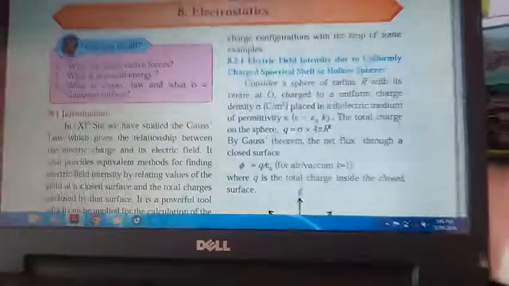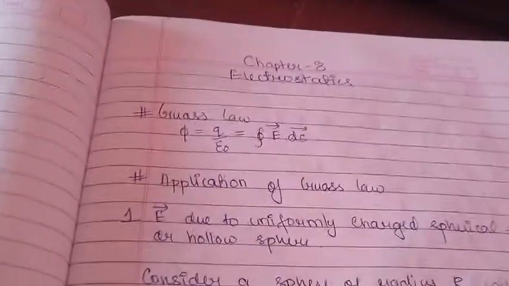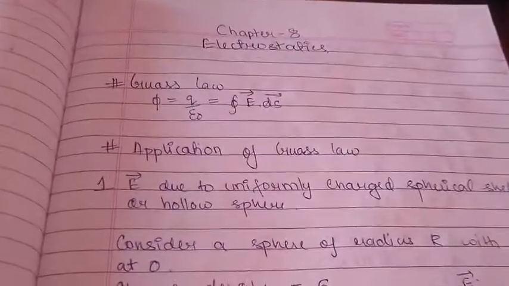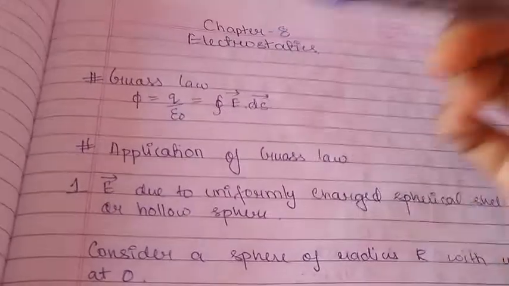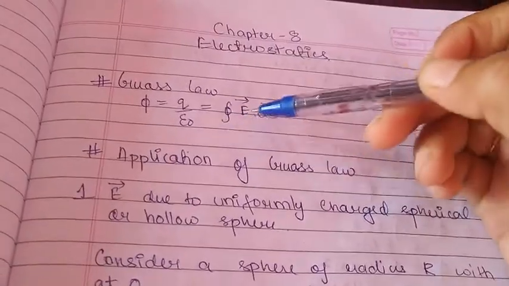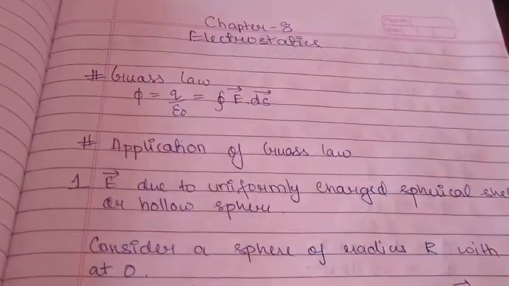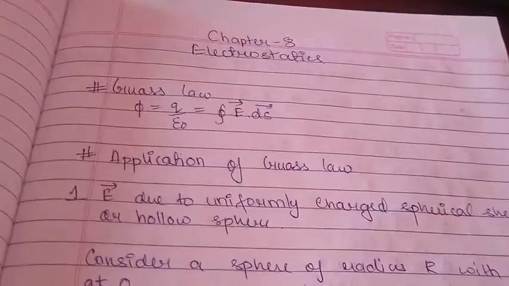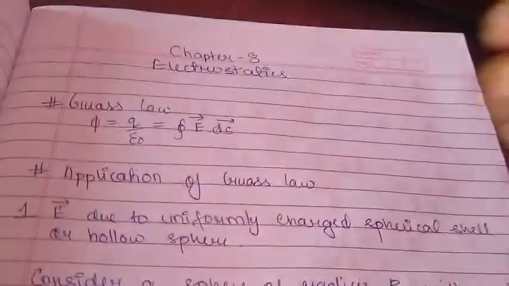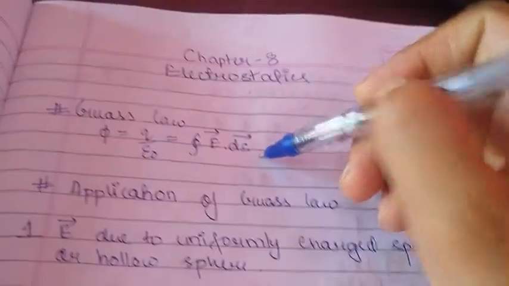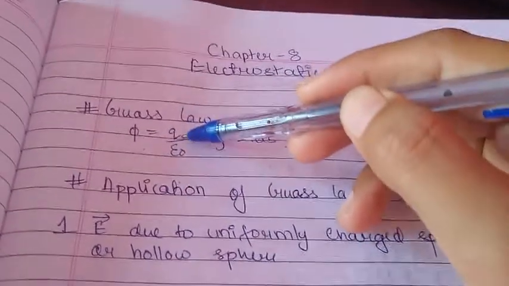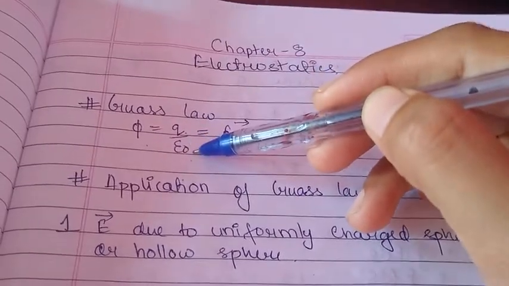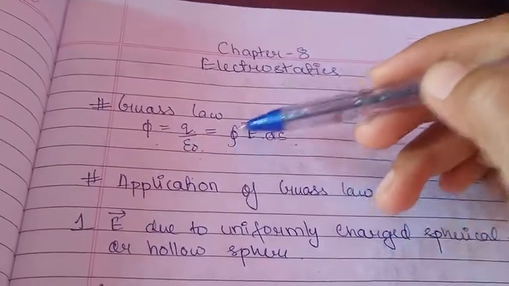Now the most important thing in this chapter first of all is your Gauss law. According to Gauss law, if you have a closed surface and the charge enclosed in that closed surface is Q, then the integral over that closed surface gives you the flux. You can write Gauss law in the form of this equation: the flux phi is equal to Q upon epsilon naught, where Q is the charge enclosed and epsilon naught is the permittivity.